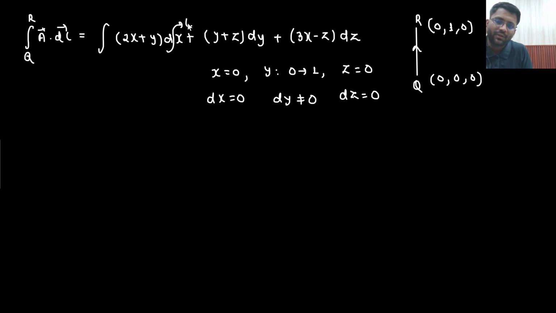So this term would be gone. This term would also be gone. Here z will be replaced as 0. So what will you be left with? y dy. This is what I will be left with.